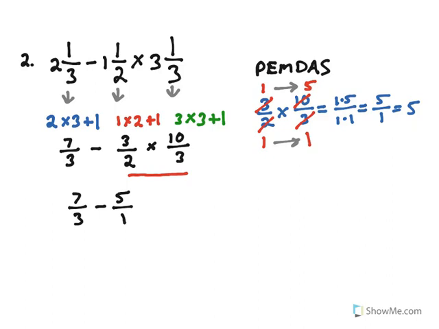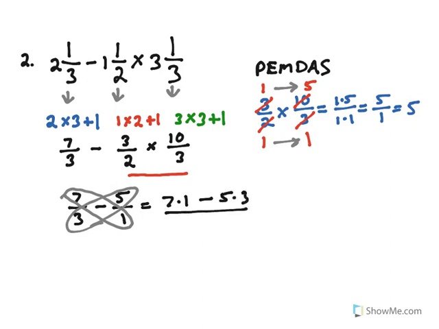So let's see what we get when we do the butterfly method. So that's going to equal 7 times 1. Since we're subtracting the 2 fractions, we're going to put a subtraction sign. Then we're going to multiply these 2 together, which is going to be 5 times 3, and that's all over the 2 denominators multiplied together, which is 3 times 1. Okay, so 7 times 1 is 7. 5 times 3 is 15. Okay, and that's going to be over 3, because 3 times 1 is 3.